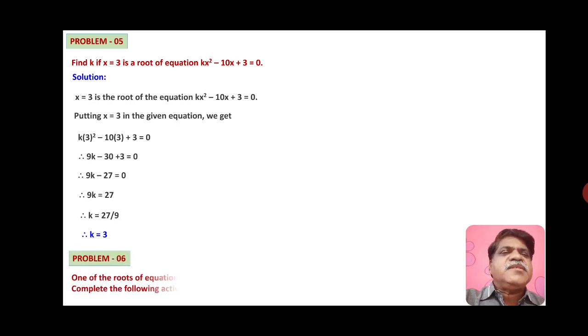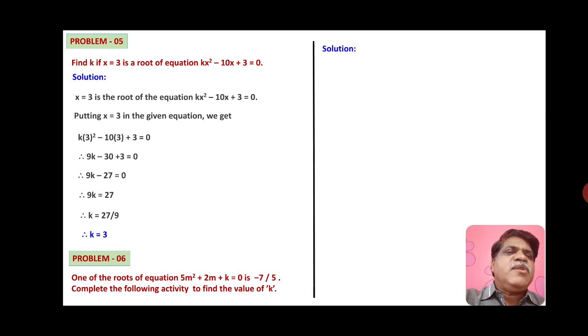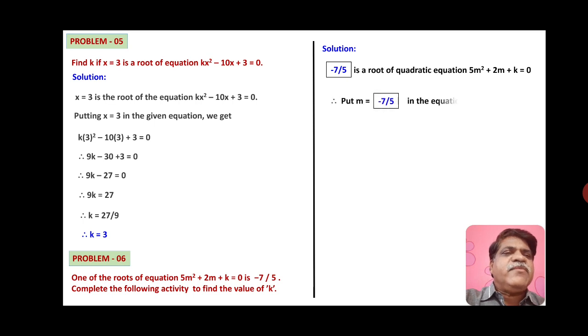Problem number 6 now. One of the roots of the equation 5m square plus 2m plus k is equal to 0 is minus 7 upon 5. Complete the following activity to find the value of k. So, we have directly substituted the values here. Dash dash is the root of the quadratic equation 5m square plus 2m plus k is equal to 0. They are directly given minus 7 upon 5.